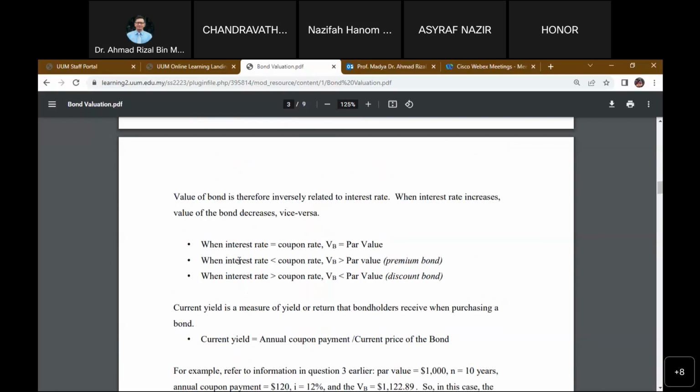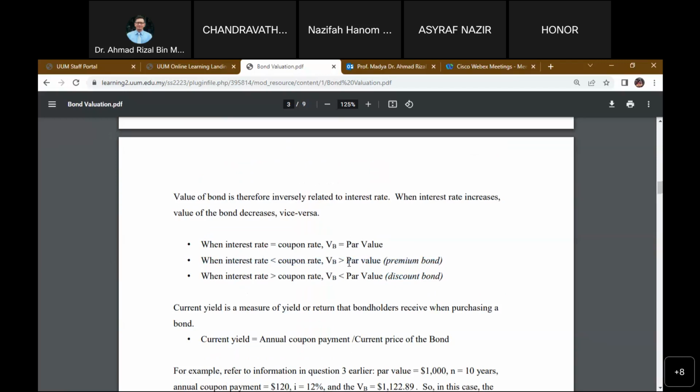Now, for the second case, when the value of the bond is less than the par value, we call this a discount bond. Discount refers to the fact that it is issued at a discount to the par value, lower than the par value. Whereas in the other case, when the value is greater than the par value, it is called a premium bond, because it is issued at a premium compared to the par value.